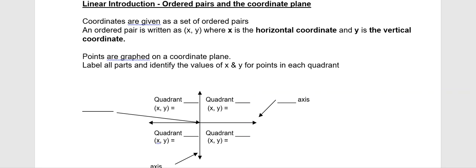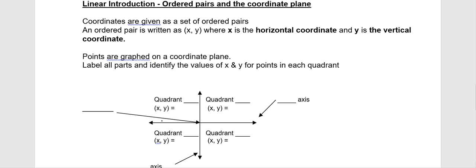So let's spend a few minutes getting reacquainted with the coordinate plane. The coordinate plane is a two-dimensional world in which we can plot points that are represented with ordered pairs, an x-coordinate and a y-coordinate. And those points can ultimately be used to graph lines or other types of graphs, but for our purposes, just linear equations, so lines.